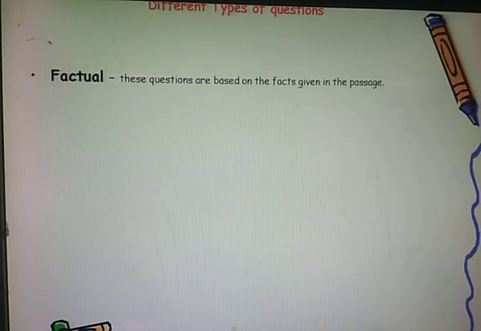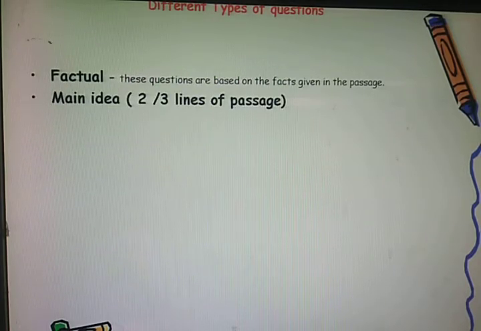Factual questions mean these questions are based on the facts given in the passage. So very easy. When they ask you the question, you will find the exact meaning in the passage. So these questions are called factual questions.